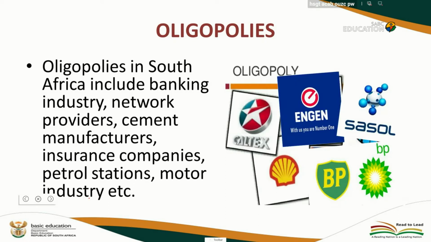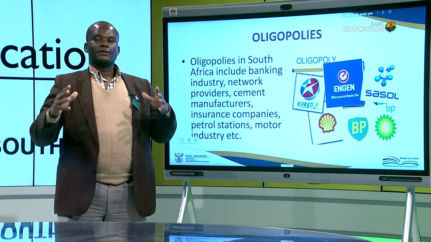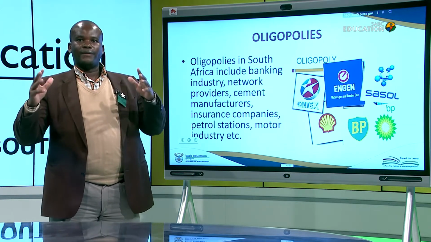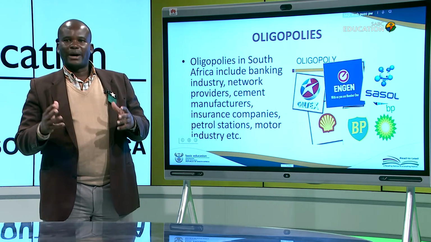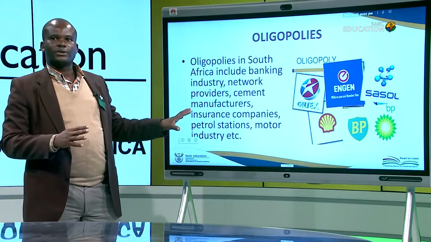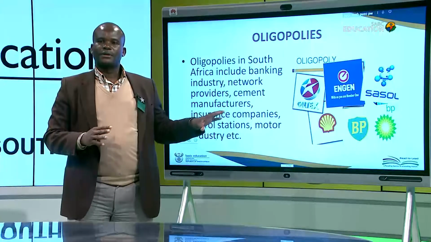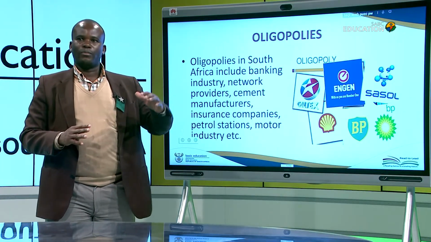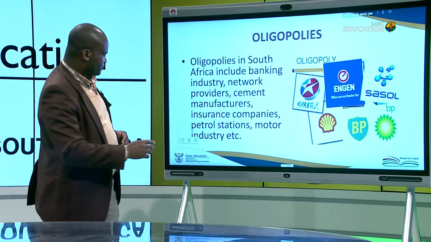In South Africa, examples of such oligopolies include the banking industry, the network providers, cement manufacturers, insurance companies, petrol stations, and the motor industry. As you can see here, these firms are very few. We can count them, but they are large in terms of size. So these are typical examples of firms that make up an oligopoly market in South Africa.